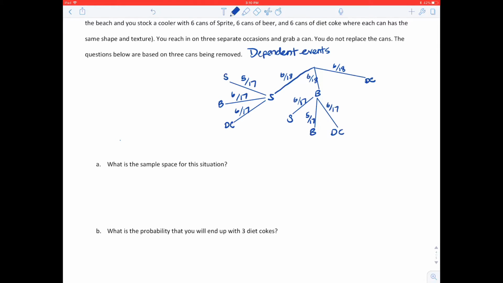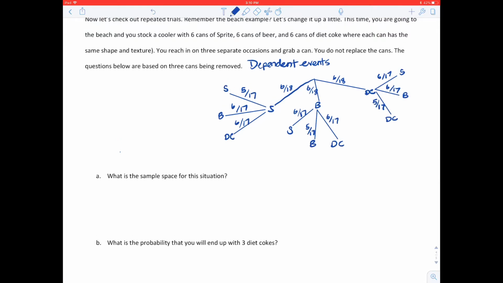And then coming over to the Diet Coke part, well, what are we going to have? Holy moly, right? If we drew a Diet Coke the first time, we'd still have 6 Sprites, so 6 out of 17. And then 6 beers out of 17, but we'd only have 5 Diet Cokes out of 17. So this can get kind of crazy, huh, this model? Hopefully I have room for everything. So I'm just going to finish up pretty quickly and you can follow along, okay?